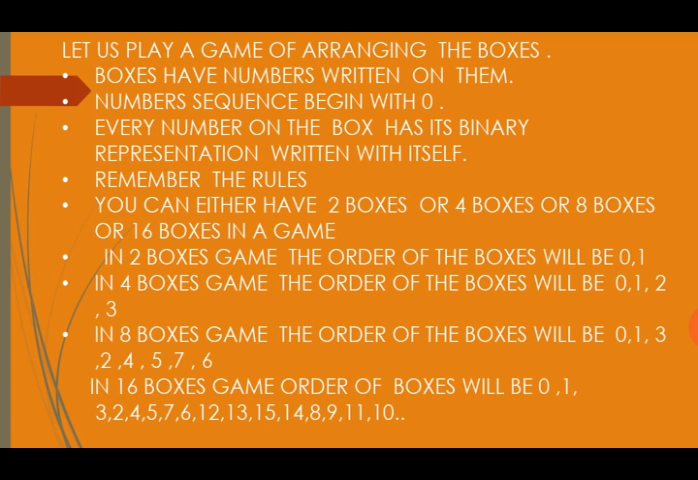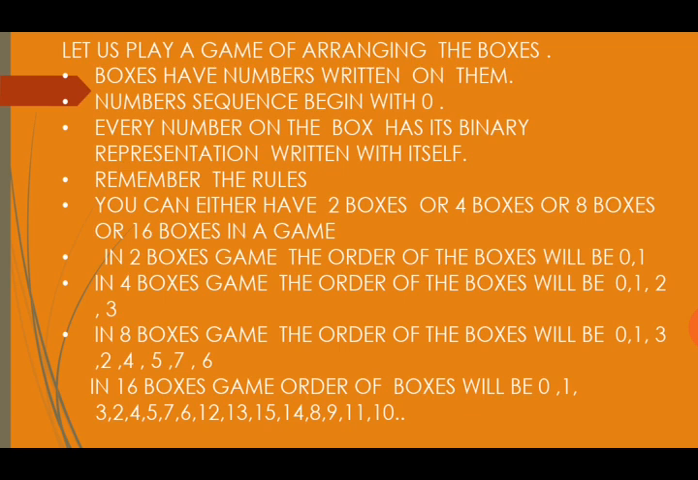You can have either 2 boxes, or 4 boxes, or 8 boxes, or 16 boxes in the game. Now in the 2 boxes game, the order of the boxes will be: first the box with the number 0, and then the box with the number 1. When there are 4 boxes in the game, the order of the boxes will be first 0, then 1, then 2, and then 3.